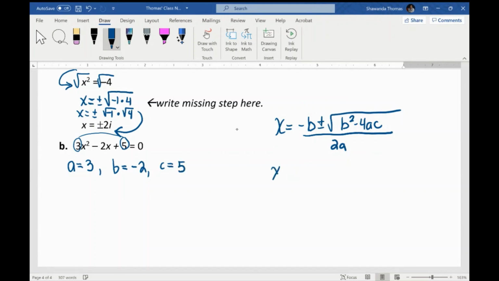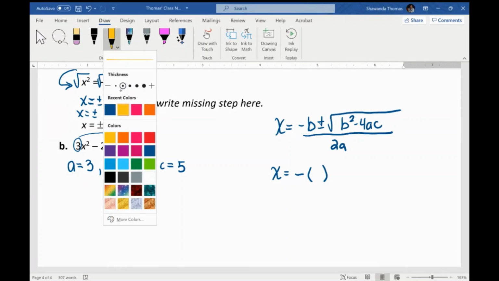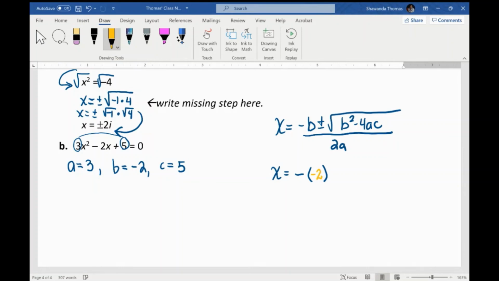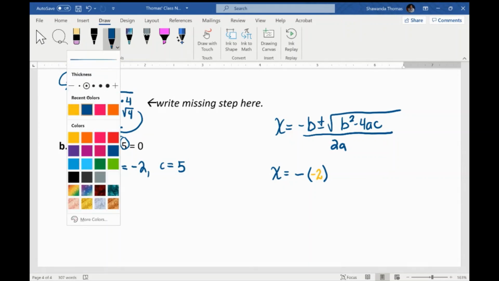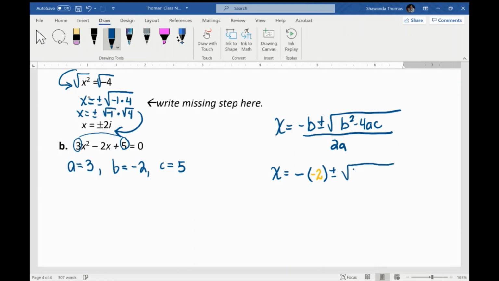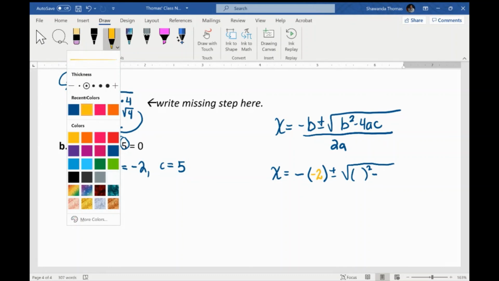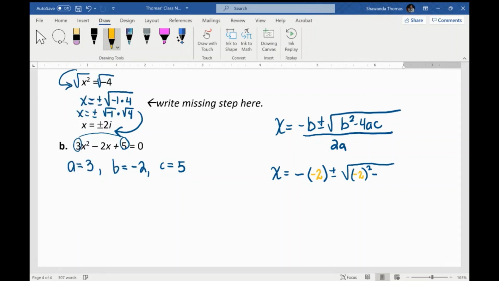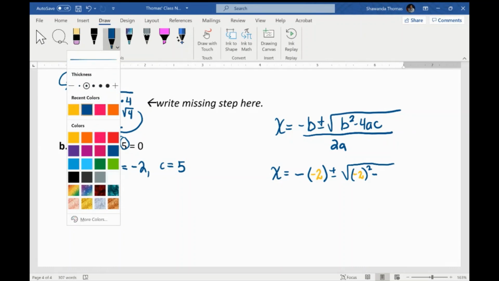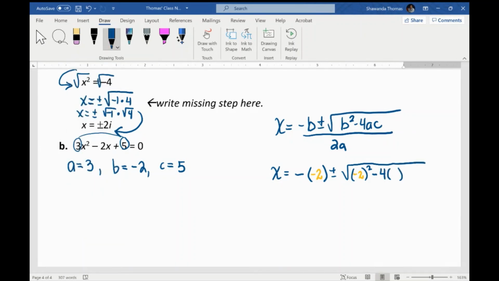Very nice. So when we plug it in, we have X equals negative what? What are we plugging in for B? Negative 2. I want you to write it all out first, and then on that second step, y'all can simplify. Plus or minus something squared. What goes in the parentheses? -2 again, squared, minus 4 times what times what? Times 3 and 5.